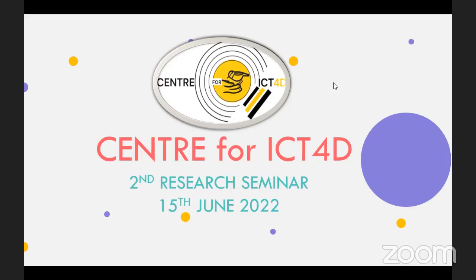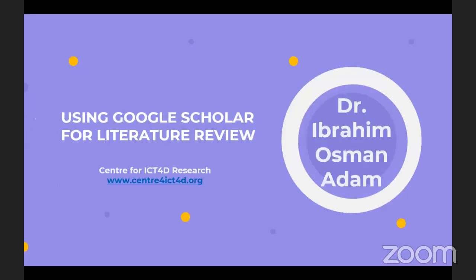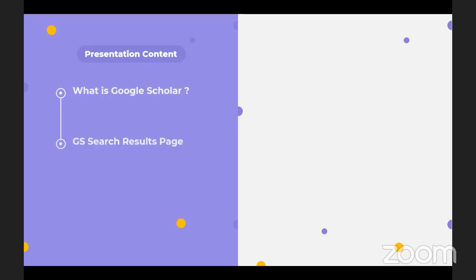Okay, so my name is Ibrahim Osman Adam from the Center for ICT4D. This part of the presentation would examine critically how to use Google Scholar for literature review. To do so, I will try to create your indulgence by following this presentation outline. First of all, I'll try to explain what we mean by Google Scholar. Part of it will include examining critically the components of the search results presented by Google Scholar if we're looking for a particular phrase or some keywords.